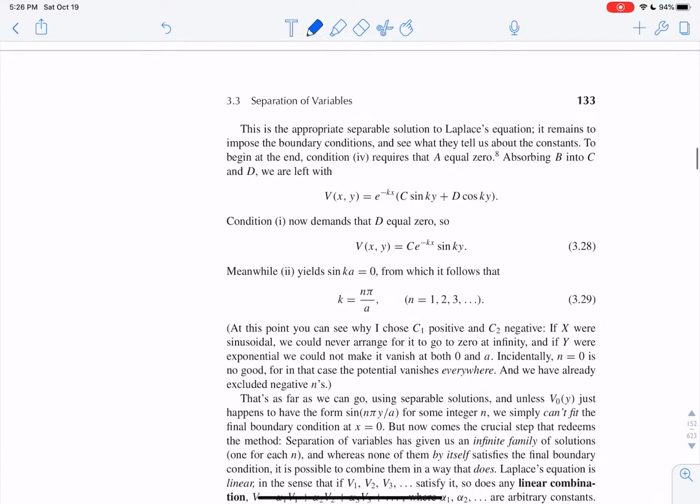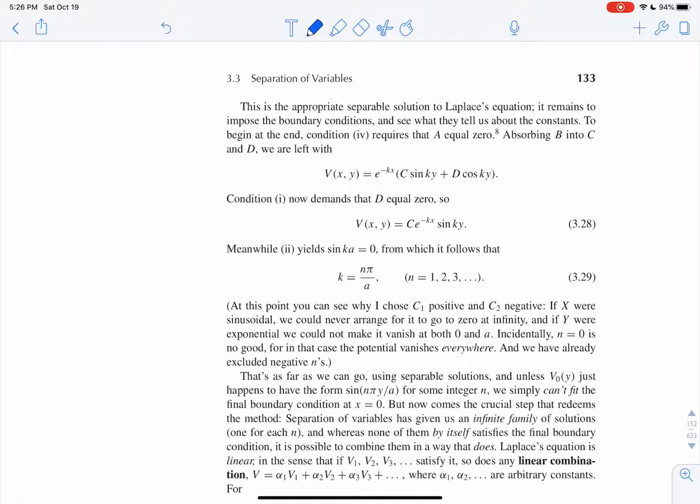And then what we need to do is apply another boundary condition. For condition 1, at y equals 0, the grounded conducting plane, v has to be 0. So cosine of 0 is 1, so d has to be 0, so that at y equals 0 we get 0. We kill that because at y equals 0, sine of 0 is 0, so that's nice. So now we have v of x,y equal to c times e to the minus kx times sine of ky. Okay, anyway, so now we're here.